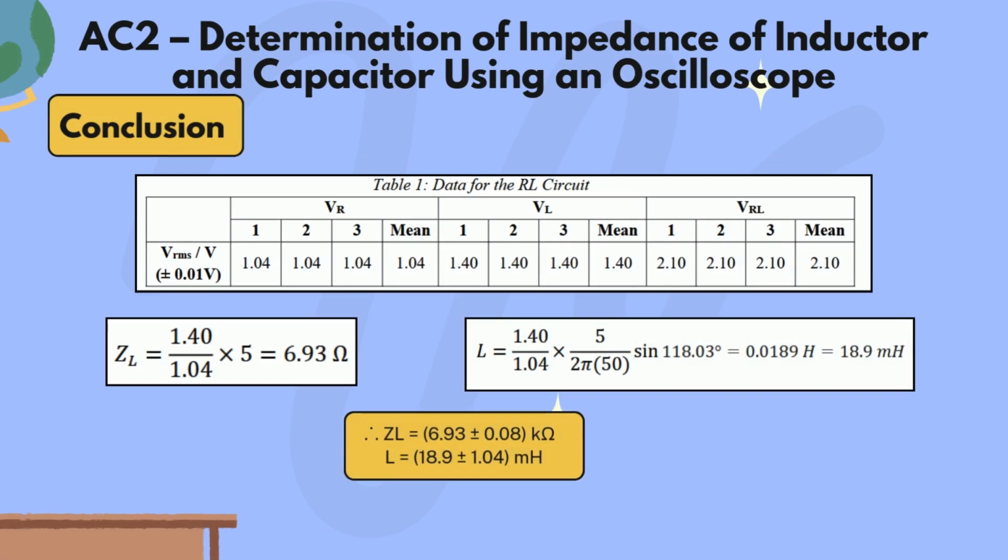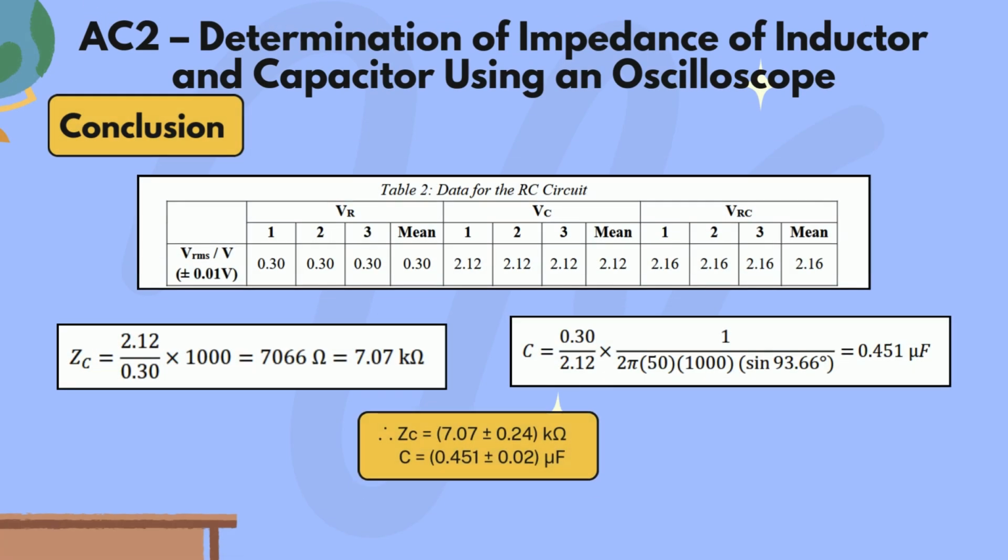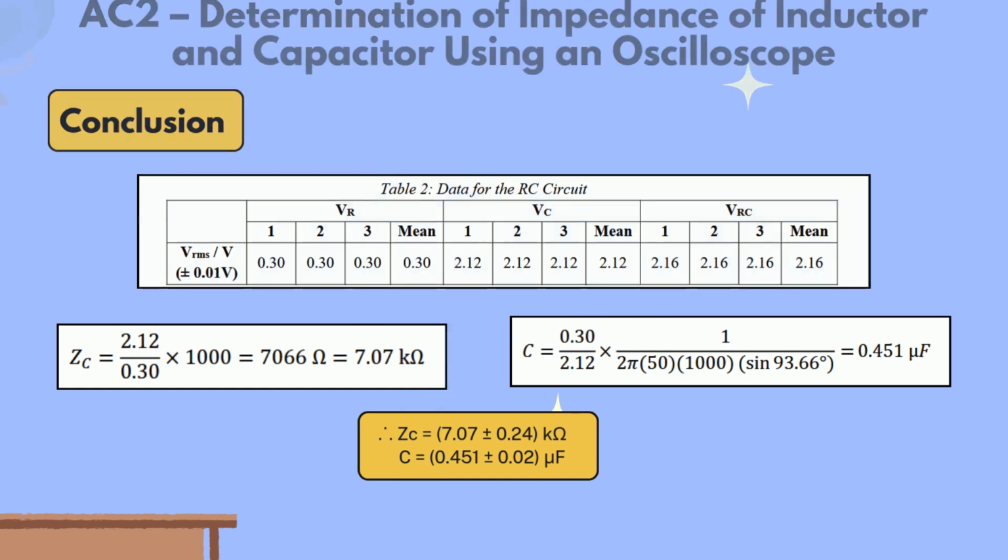Now, here are the findings that I got from carrying out the experiment, as well as the final calculated values for the total impedance of the inductor, as well as the inductance, whereas this is the data for the RC circuit, as well as the calculated values of the impedance, as well as the capacitance.